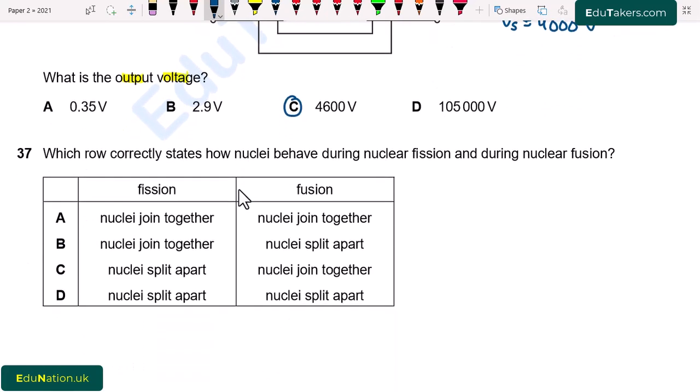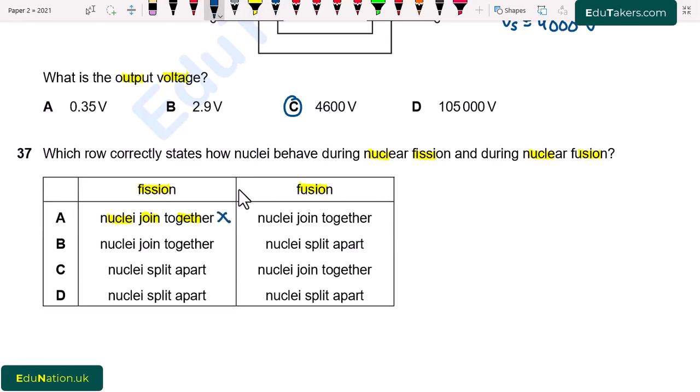Question number 37. Which row correctly states how nuclei behave during nuclear fission and during nuclear fusion? So here are two phenomena, nuclear fission and nuclear fusion. Here is fission and here is fusion. A. Nuclei join together. So in fission, the nuclei split up while in fusion nuclei join. So this option is incorrect because both are similar.